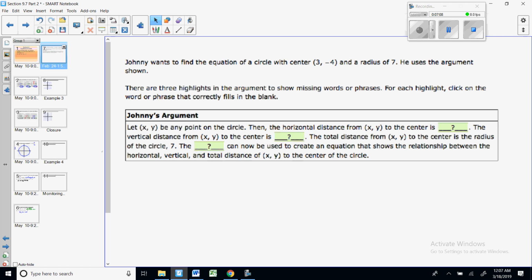Let xy be any point in a circle. Then a horizontal distance from xy to the center is blank. Okay, now, remember that your horizontal distance is how far you're moving in your x direction. So that should be, okay, x minus 3.